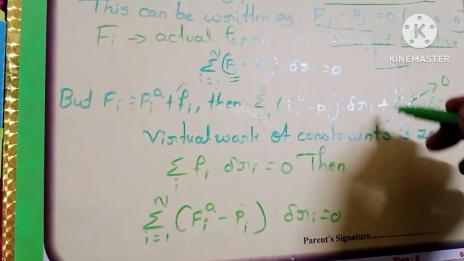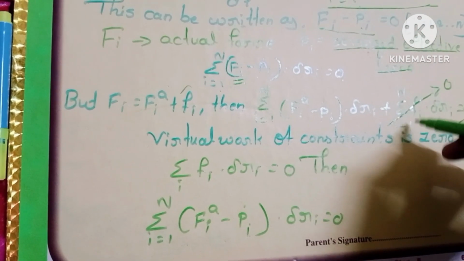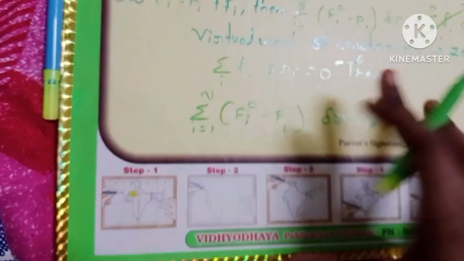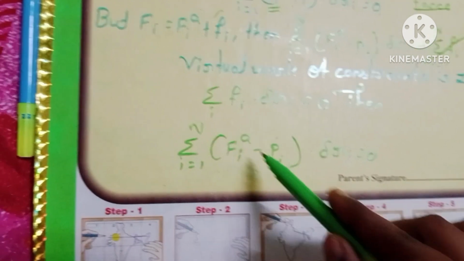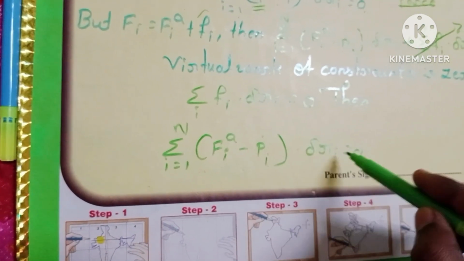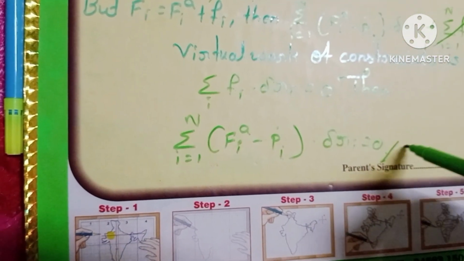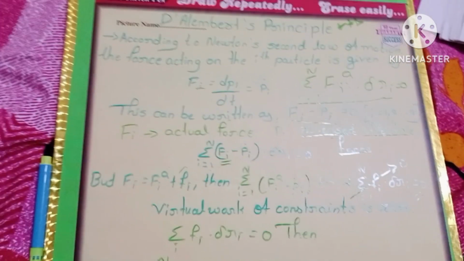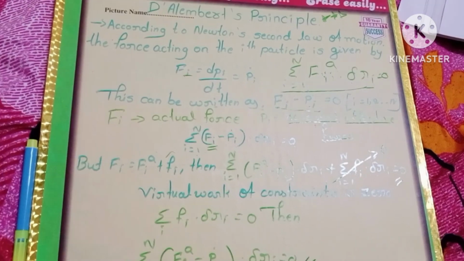So the summation of fi · δri becomes 0. Moving further, if this quantity is equal to 0, then the remaining thing is (Fi^a minus pi dot) · δri equals 0. This is our D'Alembert's expression. I hope this entire derivation is clear to you.